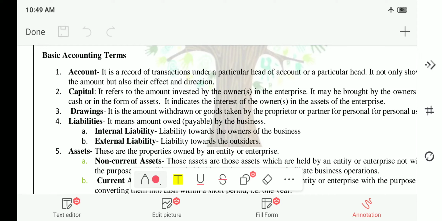In the previous class of accounting, we left off with the basic accounting terms. Now in this lecture, we will be continuing the basic accounting terms. So what are the basic accounting terms?